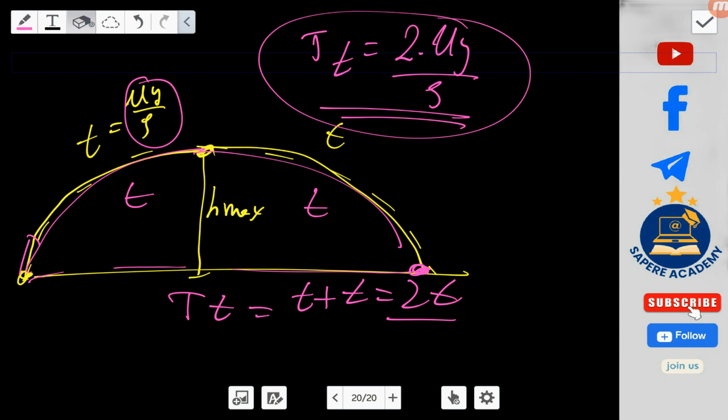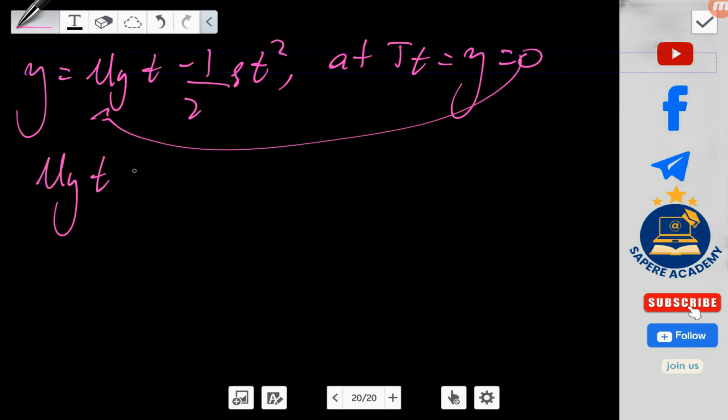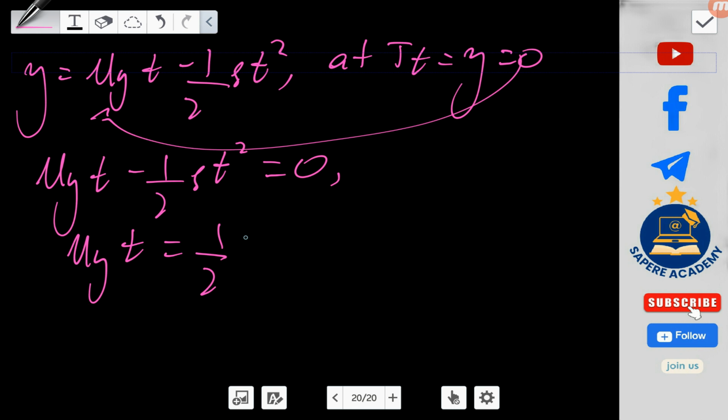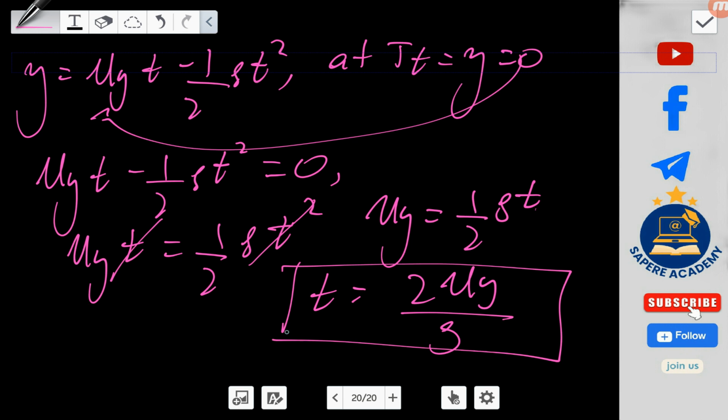There's also another way to find t total. How can we do that? Remember the value of y is u of y t minus half g t squared. At t total the object has fallen and is on the ground, so the value of y must be 0, with no vertical displacement. Substituting 0, u of y t minus half of g t squared is going to equal 0. So u of y t equals half g t squared. Canceling one t, u of y is going to equal half of g t. From this, t is going to equal 2u of y divided by g. As you can see, we got the same t total equation, so you can find t total either way.